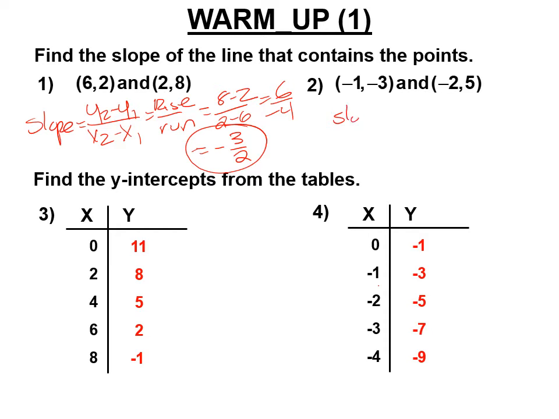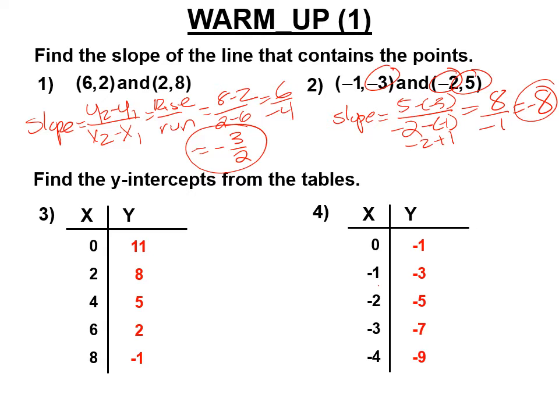Next one, right, you subtract your y. So I'm going to do 5 minus negative 3, which is 5 plus 3, 8. Since I started with the 5, I must start with the negative 2. Negative 2 minus negative 1, same as negative 2 plus 1, which is negative 1. This is negative 8.